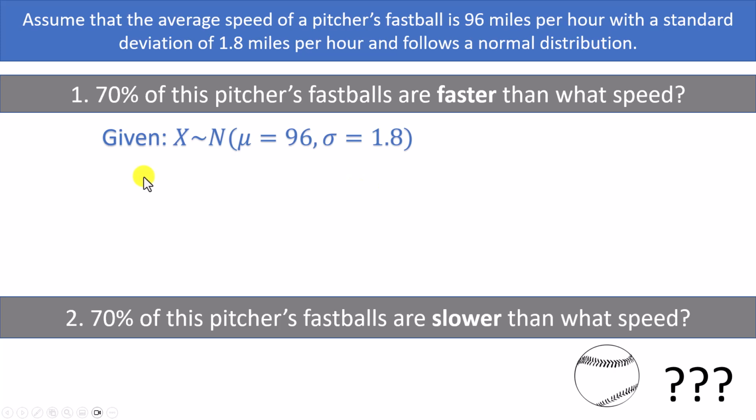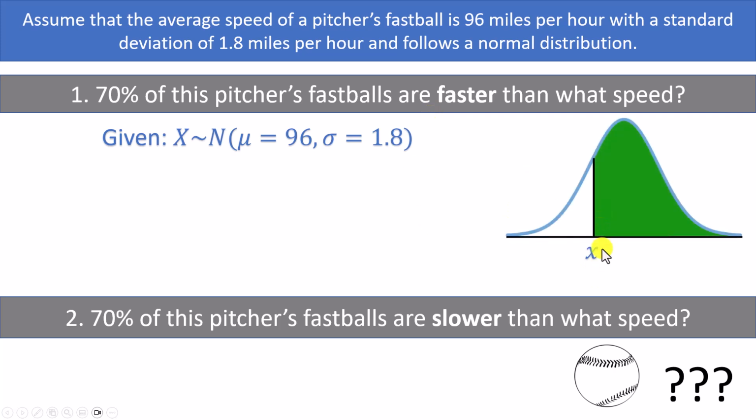Okay, so just like last time, we have the same kind of setup here in terms of the variables. The fastball has a mean of 96 and a standard deviation of 1.8 and follows a normal distribution. And the question they ask here is, 70% of the fastballs are faster than what speed? Well, if 70% are faster, then this is actually a somewhat slow speed. Most of the time, it's faster than this speed, right? So we're going to have a value of x such that the area to the right is this 70%, which means the area to the left is going to be the 30%.